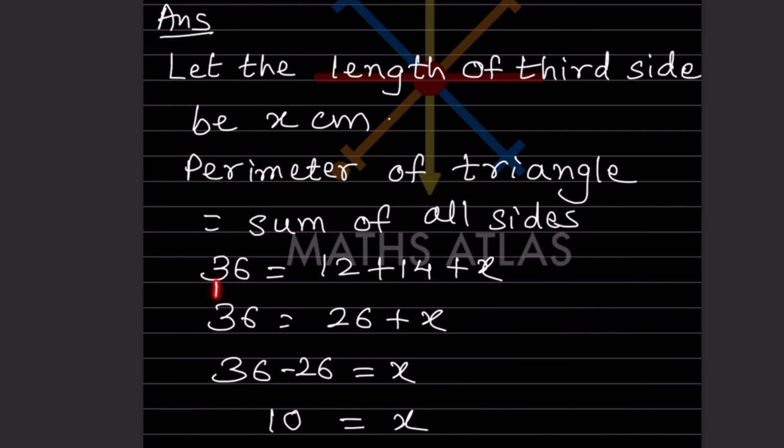So now this is the LHS and this is your RHS. So this 36 stays in its place. The 26, from the RHS when it goes to the other side, since it is plus, when you are changing the place, it is going to be minus. So 36 minus 26, and this x as it is.